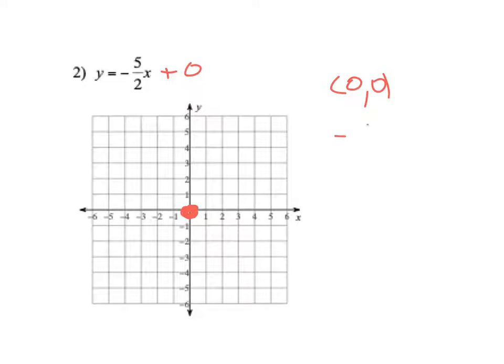Now our slope is negative 5 over 2. That's our m. That's our number in front of our x. So we're going to go down 5, right 2. And we're also going to go up 5, left 2.